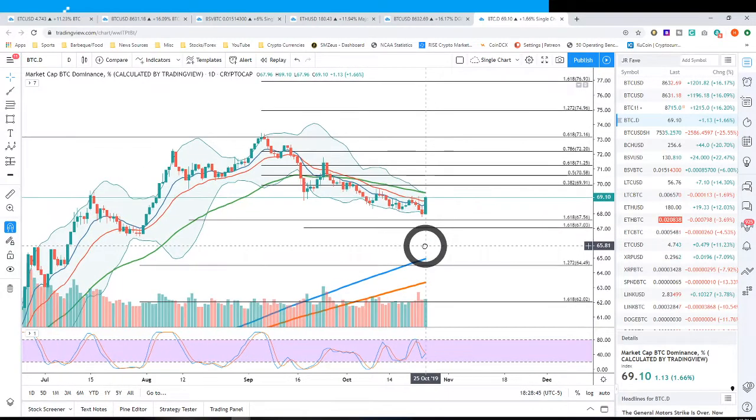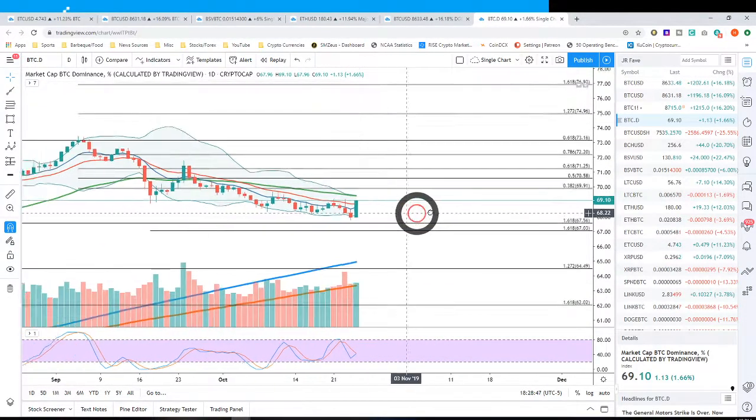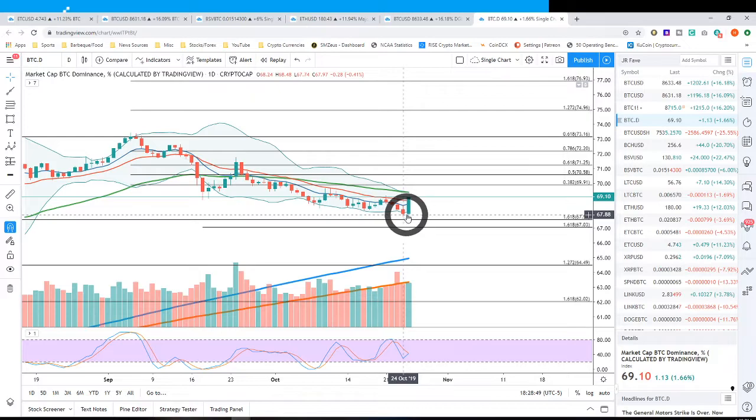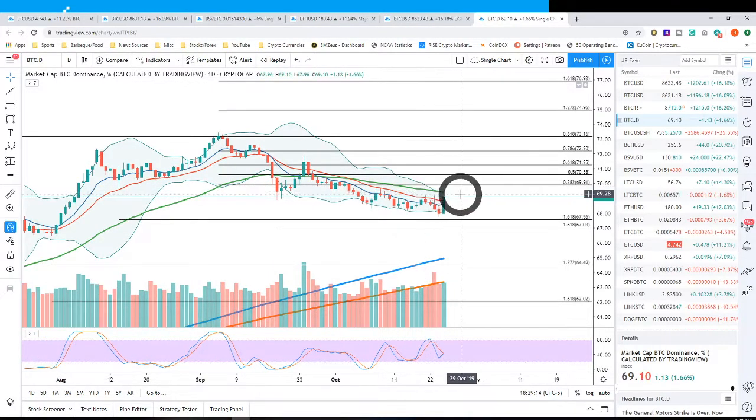Anyway, Bitcoin dominance is here, and this is a big time bullish engulfing. It's going to close that way. The candle's probably going to close out in about 30 minutes. But that's a big time bullish engulfing. And if it gets back above this, we could see a pause around 69.91, the 38.2 retracement. We'll see what it does there.